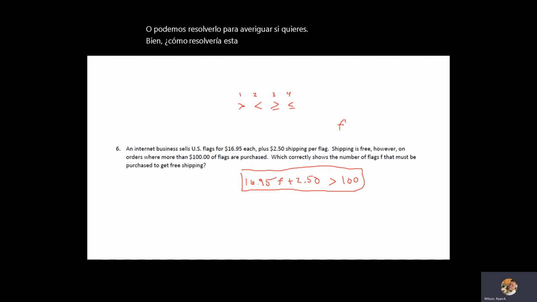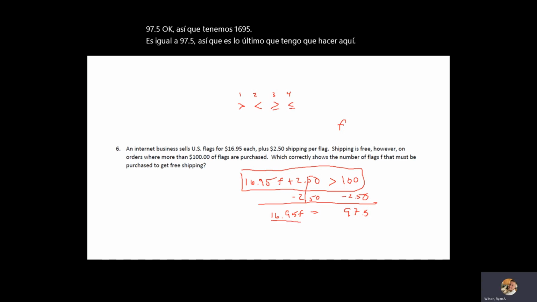What would I move first? Yeah, so let's move the 2.5 and let's see. So I'm going to subtract 2.5 from both sides. What's 100 minus 2.5? 97.5. Okay, so we have 16.95F is equal to 97.5. So what's the last thing I'd have to do here? Very good. Divide by 16.95 on both sides. What is 97.5 divided by 16.95?